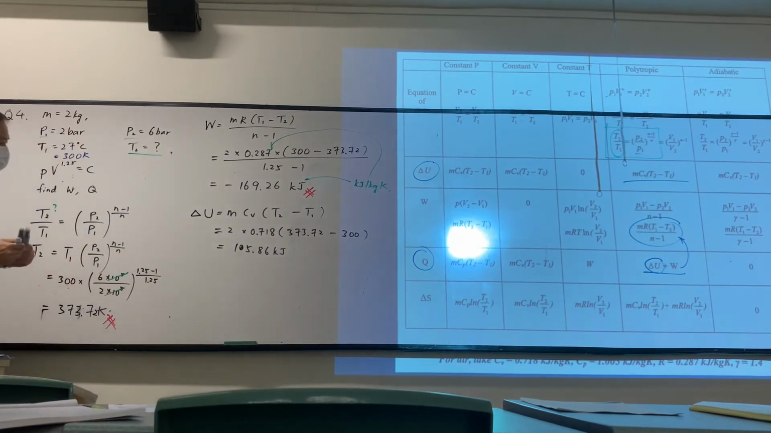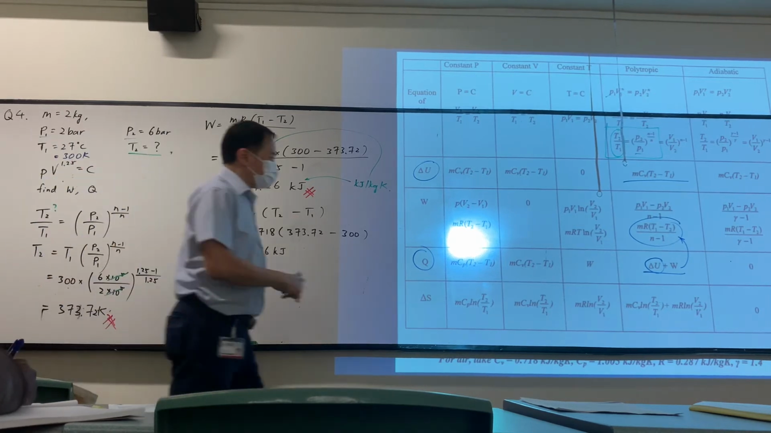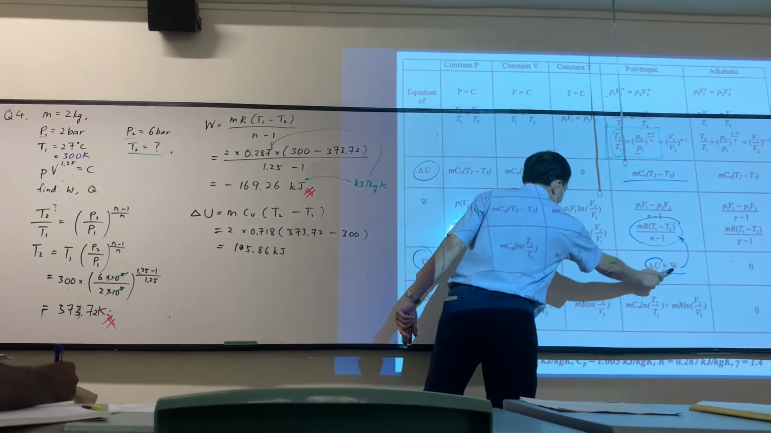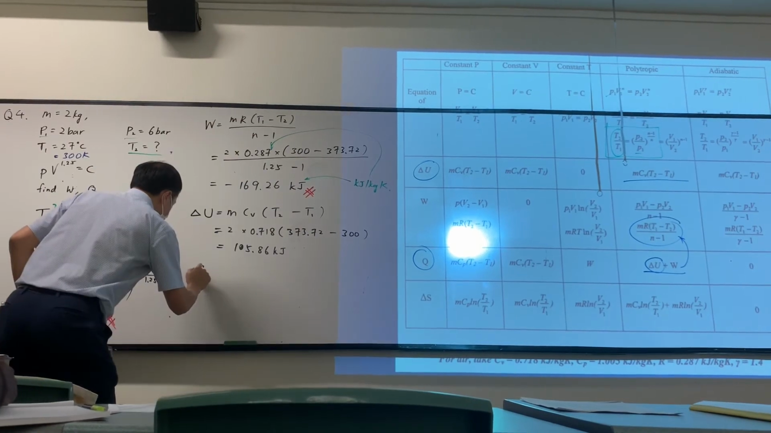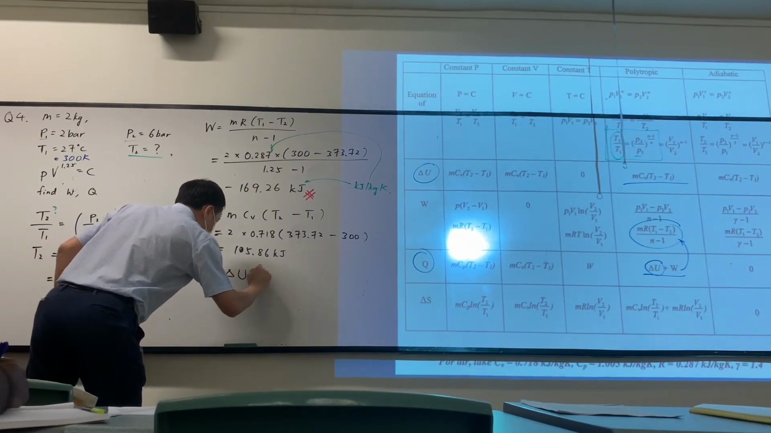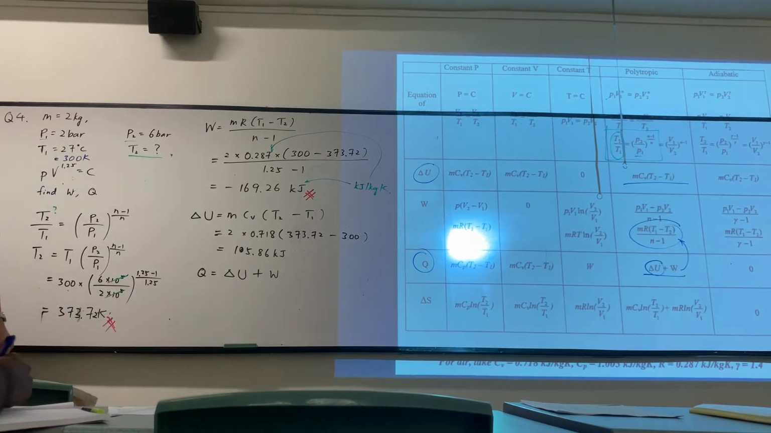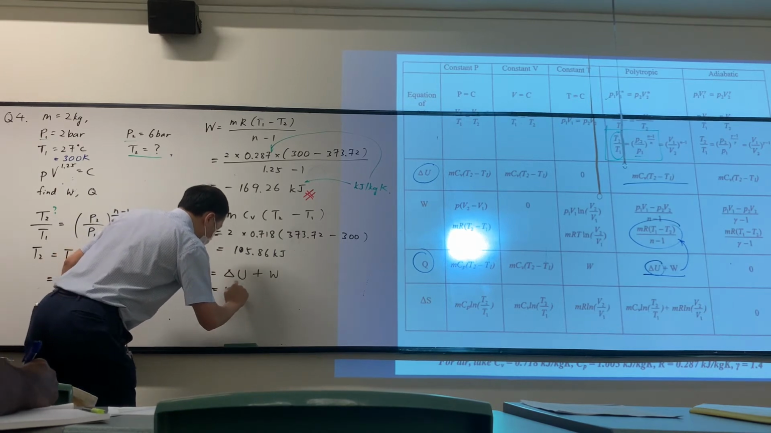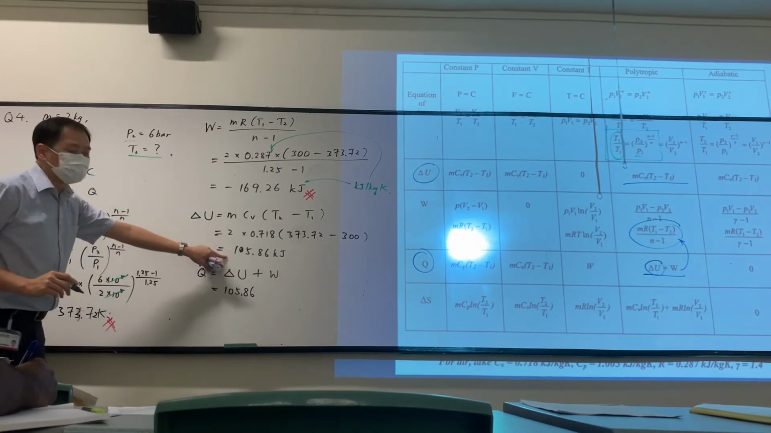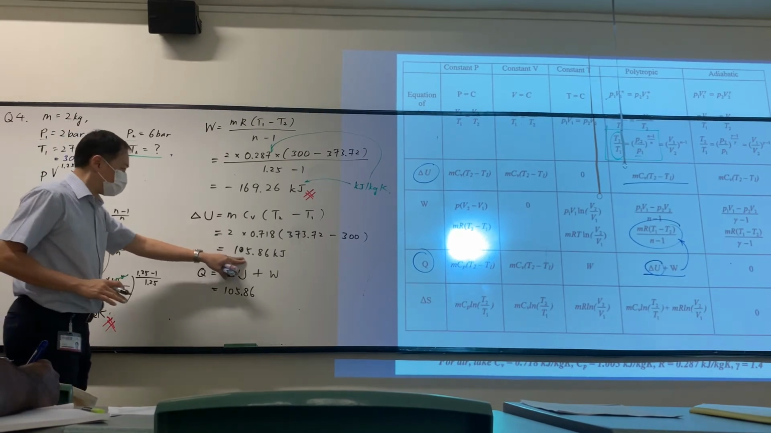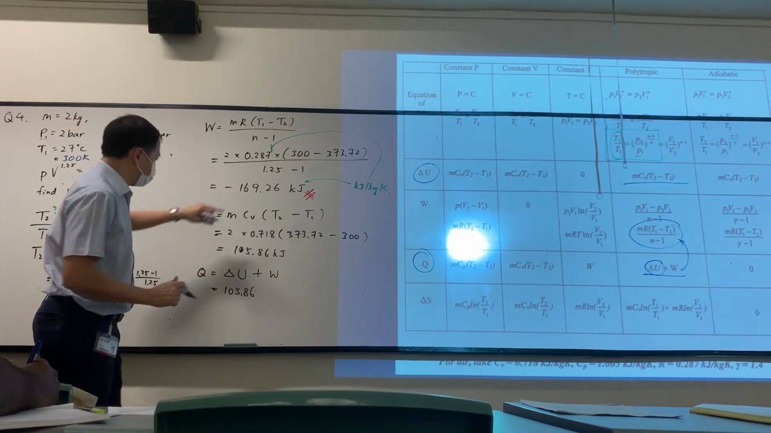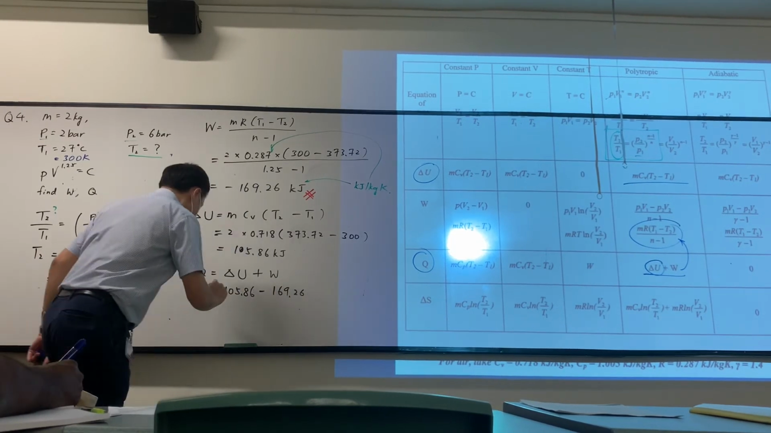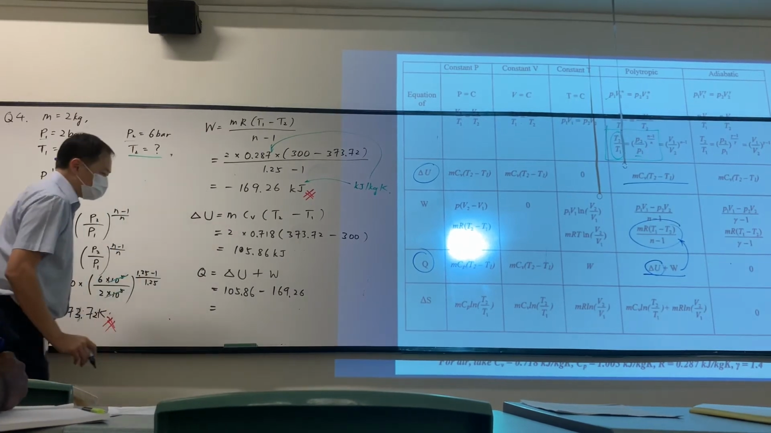Once you have delta U, you can calculate the heat transfer, which is Q equal to delta U plus W, where delta U is 105.86. This is a positive number, very important. Now my W is negative, minus 169.26.